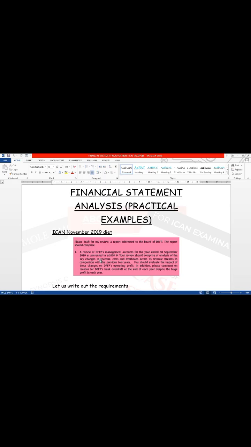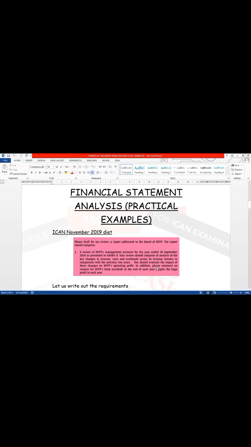So now, the requirements for the ICAN November 2019 diet was that you should draft for my review a report addressed to DFPP. DFPP is Detoy Farms and Farm Products. That's the name of the company, the client that your company is working for, the client that you are supposed to prepare reports for. Now, this is what they're asking you to do: a review of the management accounts for the year as presented in Exhibit 9. Your review should comprise of analysis of the key changes in revenue, cost, and overhead across its revenue streams in comparison with previous 2 years.